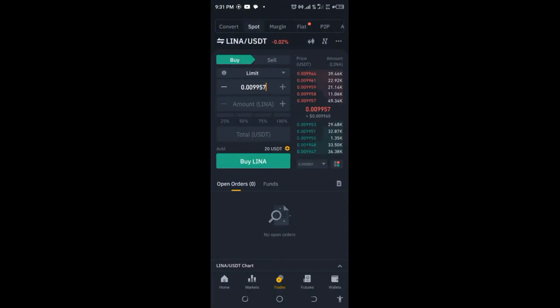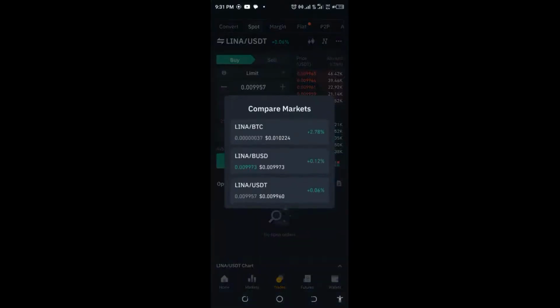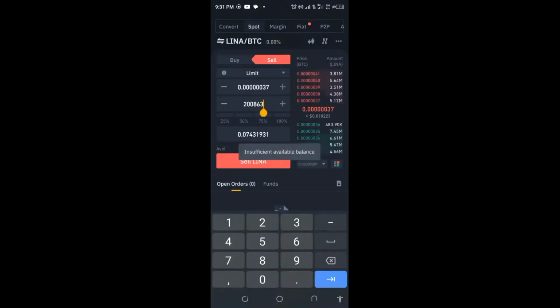All right, so we've got our usual $20, right? So let's do this, okay? So what we have here is 2008.63. Let me copy that. And then I'll go over to BTC and try to see if I could sell this, okay? Let's put this here. Now remember that Lena doesn't recognize that decimal point. So what we have here now is 0.000742.